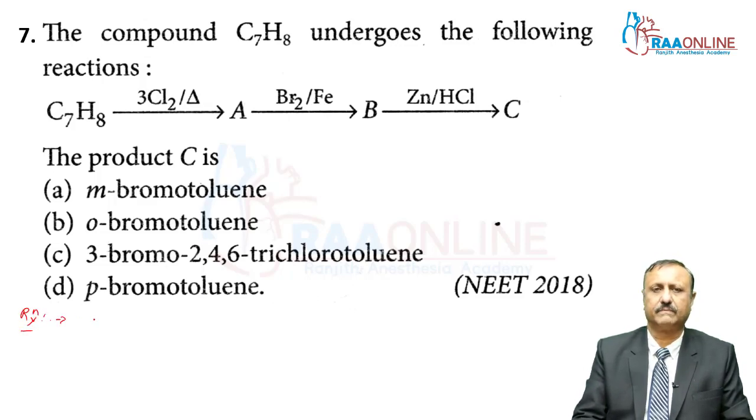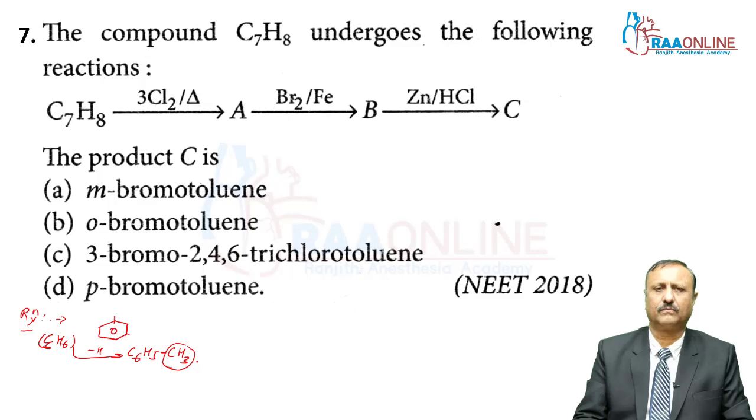Here the reaction is C7H8. What do you mean by C7H8? My dear students, it must be benzene. Why? Because benzene C6H6 is present, and one hydrogen atom is replaced to give C6H5, and one carbon atom is attached. When you attach this CH3 group, my dear students, then you can get the molecular formula of C7H8. So C7H8 is nothing but toluene. C7H8 is toluene.